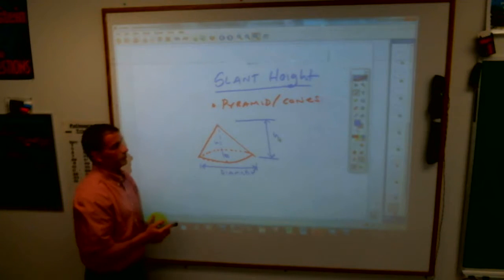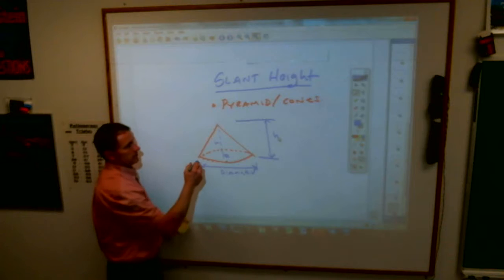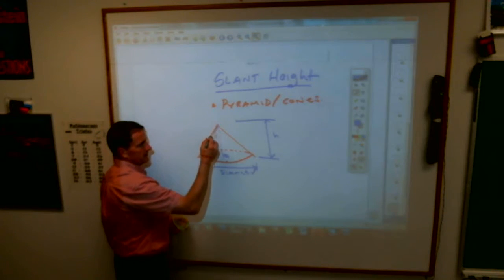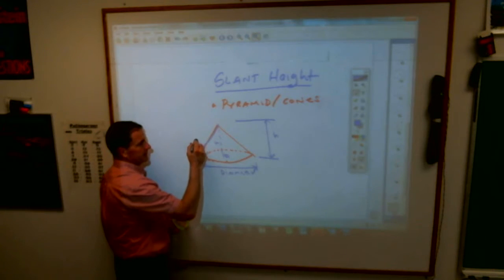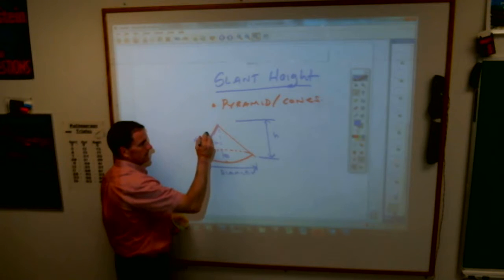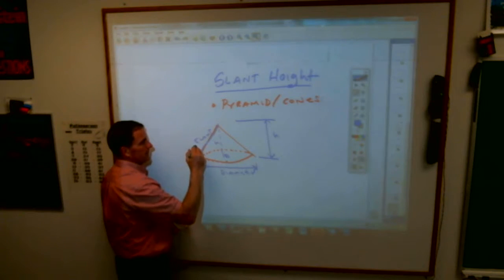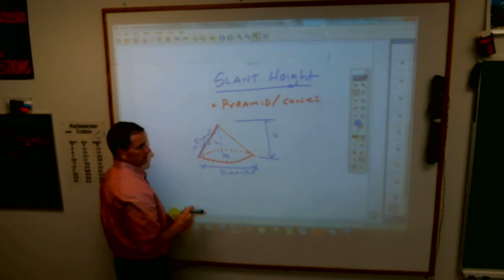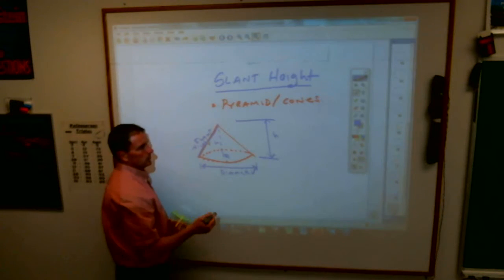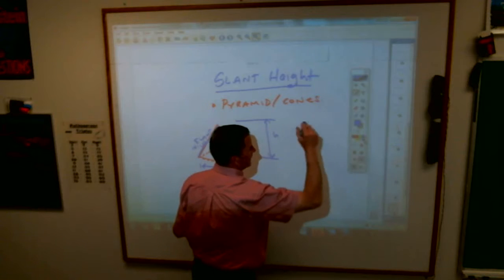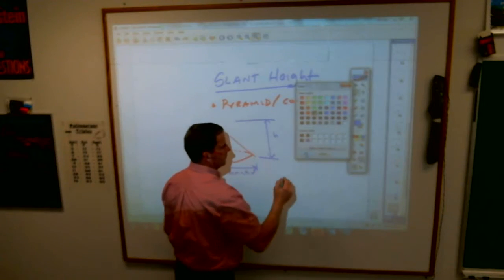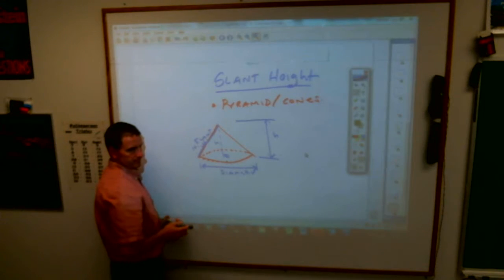Today we're talking about the slant height. And the slant height is this. It's the line that's on a slant. And it is definitely different than the regular height. Okay? But the key to remember when you talk about slant heights is the Pythagorean theorem.